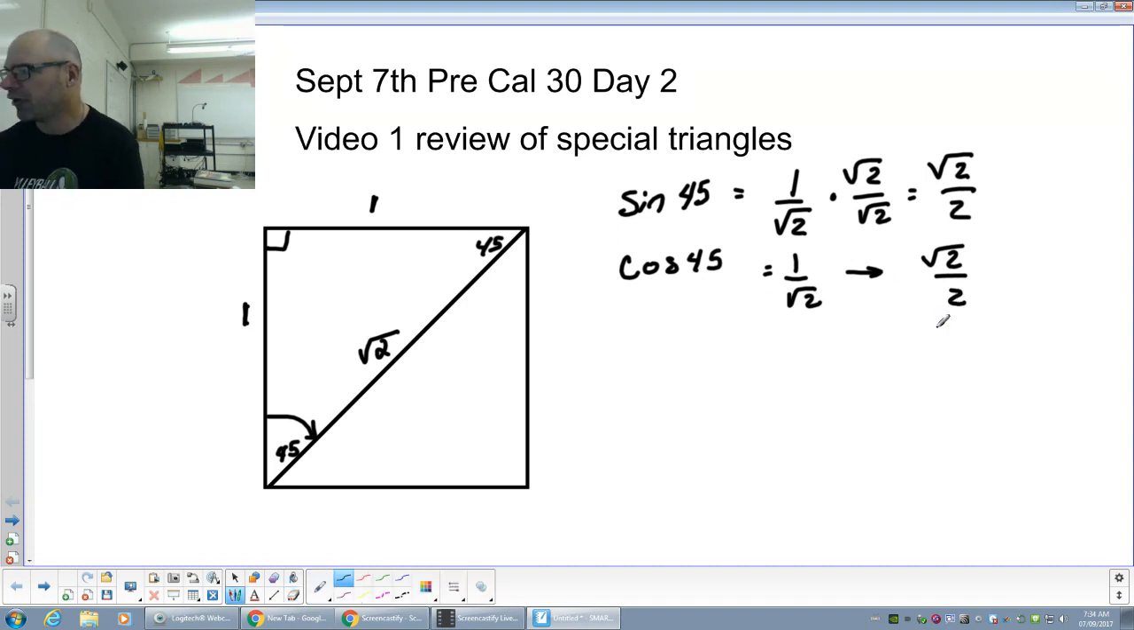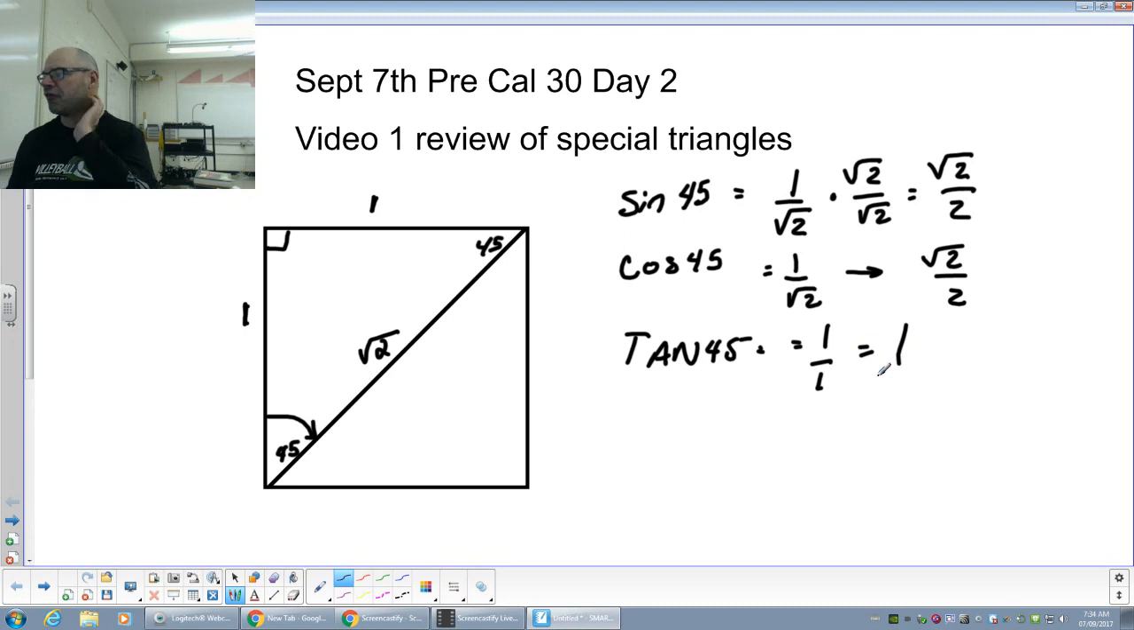Okay, so that gets us our special triangle relationship for sine and cosine. And if we do tangent, that's opposite over adjacent, 1 over 1, which is equal to 1. So that gives us the relationship of sine, cosine, and tangent for 45 degrees. Okay, 90 degrees, we could do 90 degrees, but that's a quadrantal angle anyway when we do quadrants. So we'll talk about that when we do the unit circle.